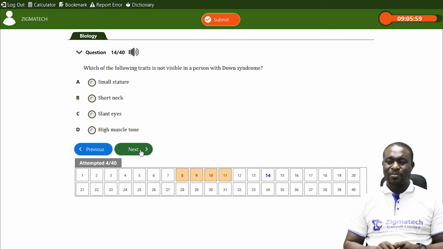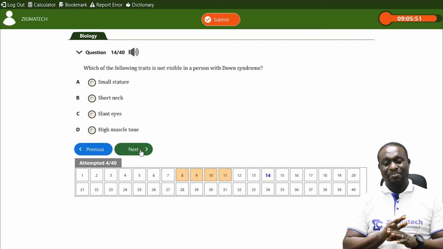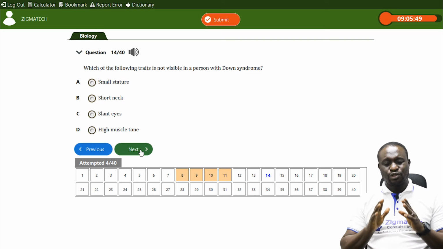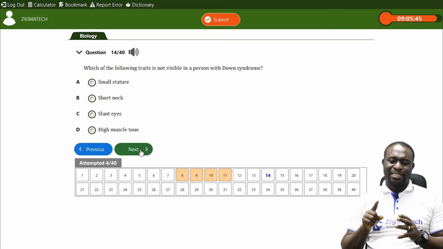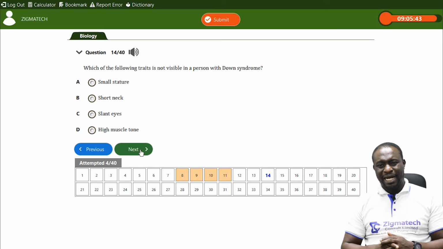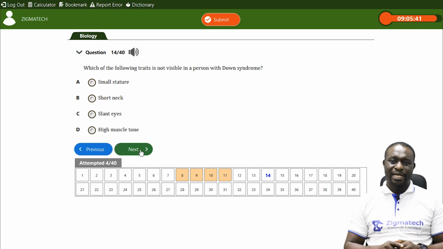So the person with Down syndrome does not have high muscle tone. The person has low muscle tone. The person has slant or tilted eyes. The person has short necks. The person also has a small stature.